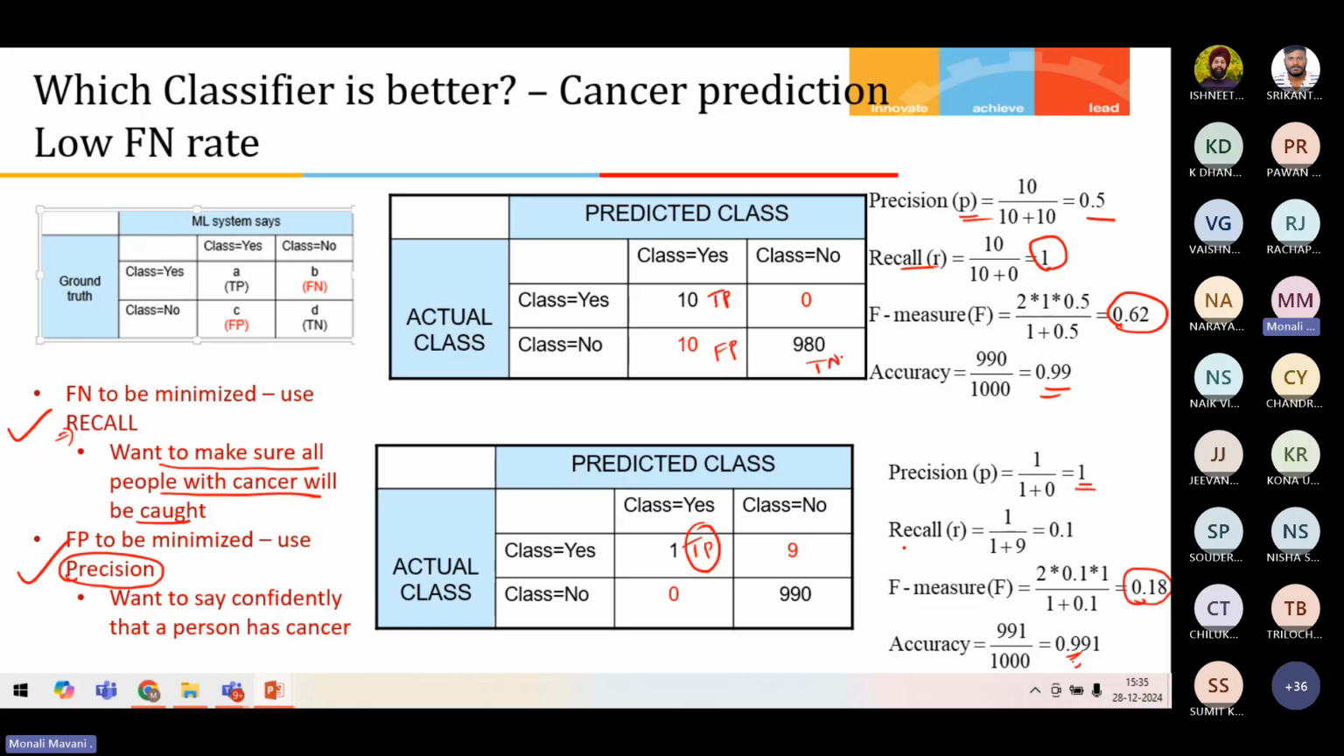But here, I may not use the second model because the recall is very low. And we may want to go back, retrain the model, and look for another model because the F1 measure is very, very low. So that's another perspective.